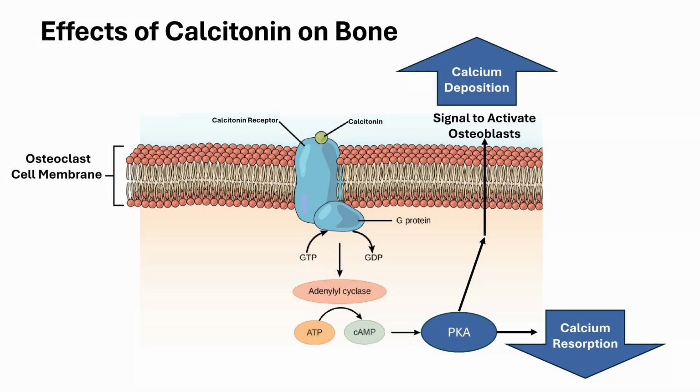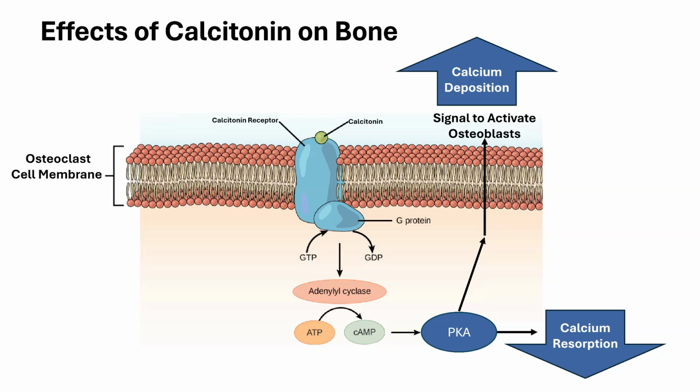Calcitonin is a hydrophilic hormone that binds to G-protein-coupled receptors located on osteoclasts. These receptors stimulate adenylyl cyclase, leading to the production of cyclic AMP and activation of protein kinase A. Within the osteoclast cells, this signaling pathway ultimately has two main effects. The calcitonin receptor signaling mechanism directly inhibits osteoclast activity to decrease calcium resorption from bone.